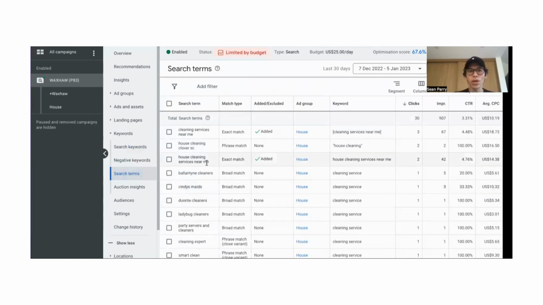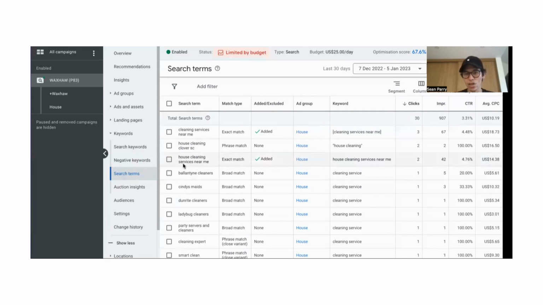What will happen is we'll always get some that fall through the cracks, ones that are less relevant, often competitor terms. These Cindy Maids, Ladybug Cleaners, these are examples of competitor terms. For a $500 a month budget, what we would be doing is adding those to a negative keyword list so that we wouldn't show up for searches when people are searching for these terms.